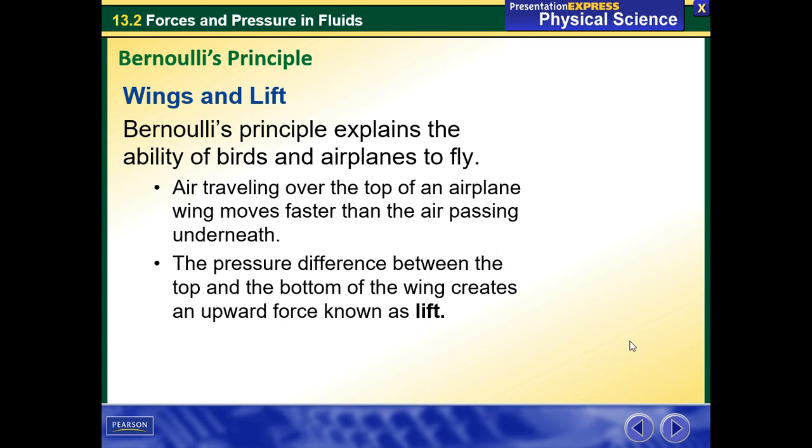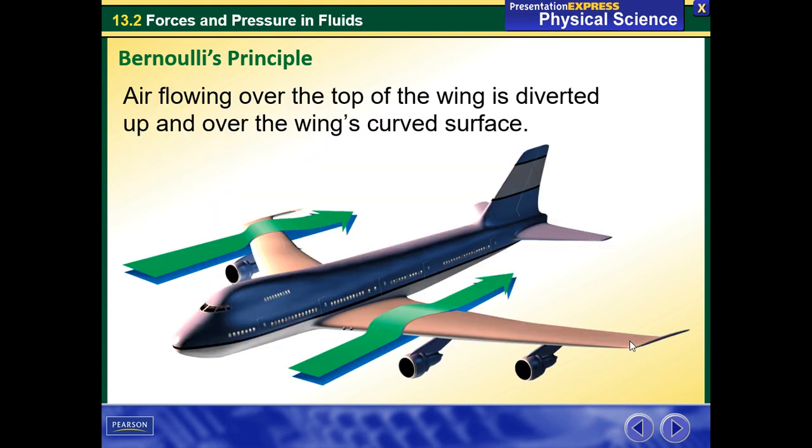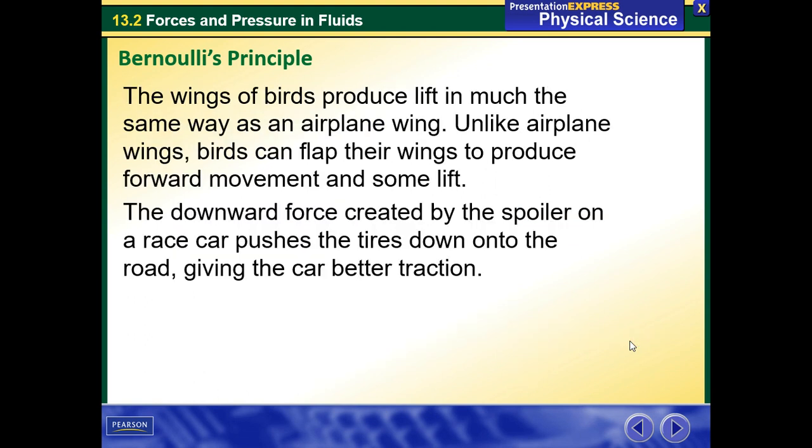Bernoulli's principle helps explain the ability of birds and airplanes to fly as well, using this same technique. Air traveling over the top of an airplane wing tends to move faster than the air passing underneath it, and they control this using flaps on the wings. And this pressure difference between the top and the bottom, like we talked about with the paper, causes an upward force known as lift. So air flowing over the top of the wing is diverted up and over the wing's curved surface.